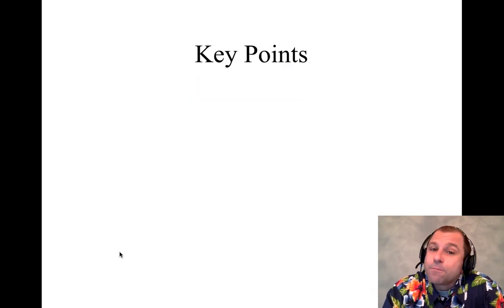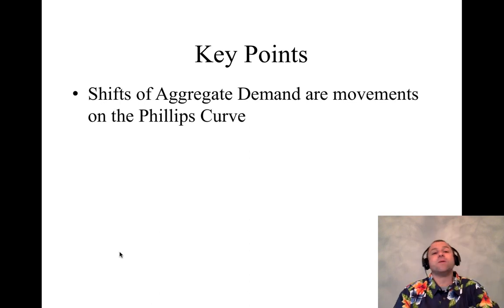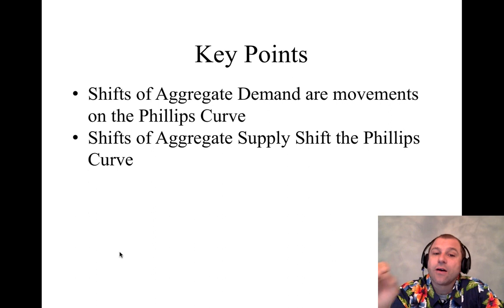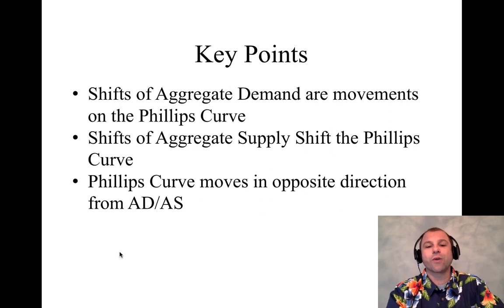So again, you just saw these key points. Shifts of your aggregate demand are movements on the Phillips curve. Shift of aggregate supply is a shift of the Phillips curve. And everything shifts in the opposite direction. So those are your key points.